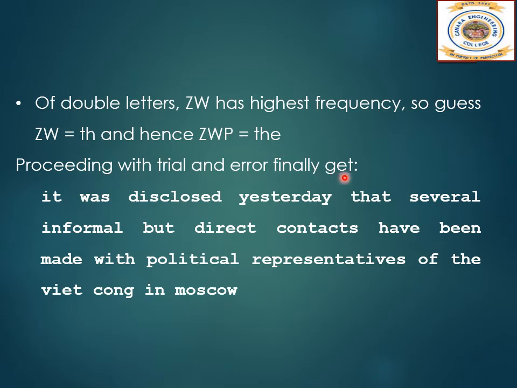So by trial and error, after doing such trial and error many times, the plain text that was got from the cipher text is: it was disclosed yesterday that several informal but direct contacts have been made with political representatives of the Vietcong in Moscow. Okay, this is the plain text being got from the cipher text. This is the cryptanalysis that was done.